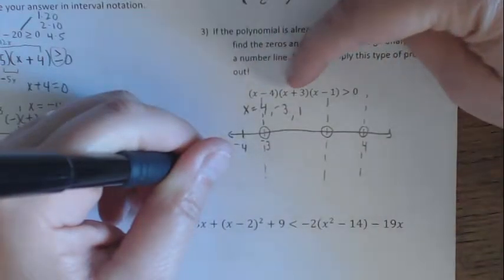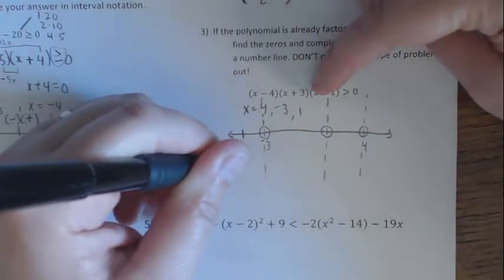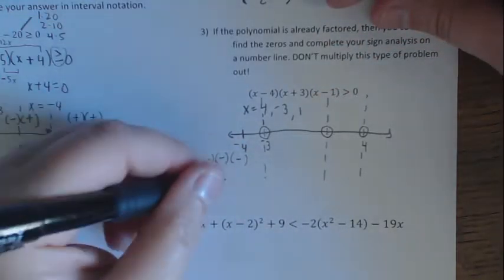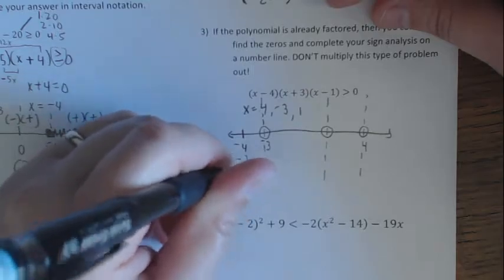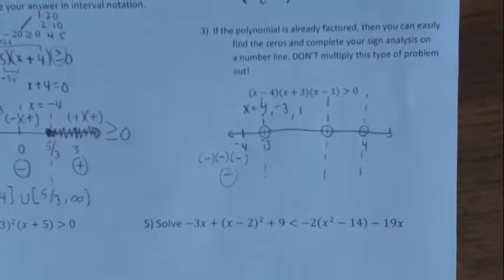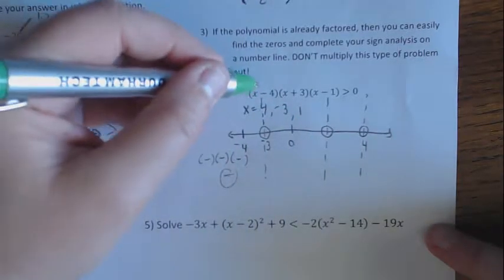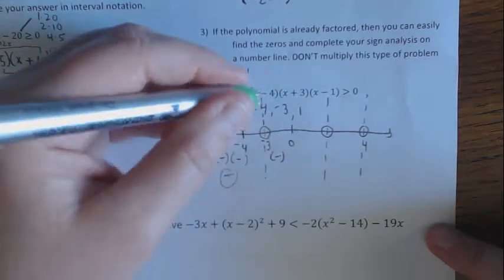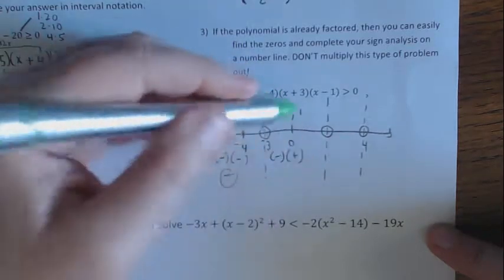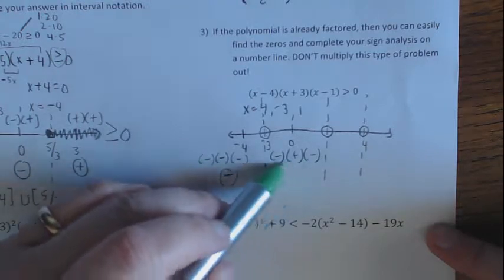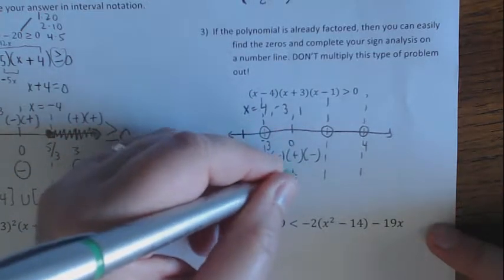Negative 4, and if we put negative 4 in here, I get a negative 8, which is a negative, times a negative 1, which is a negative, times another negative 5, which is a negative. Because if you have an odd number of negatives, then the final answer is going to be negative. And then if we put in 0 into each of the binomials, you get a negative times a positive times a negative, which is a positive because you have 2 negatives this time. So 2 negatives turn to a positive.